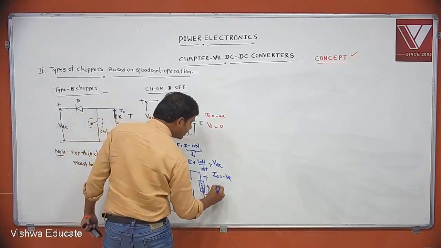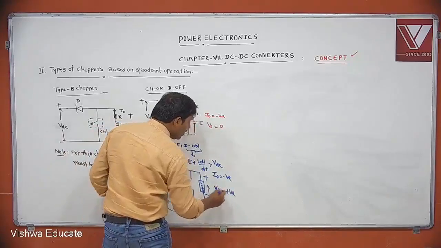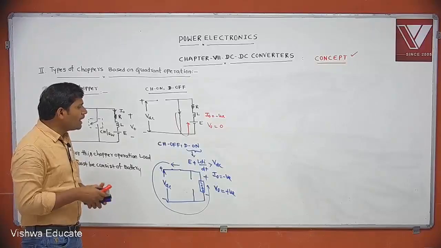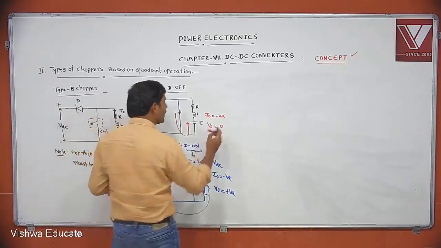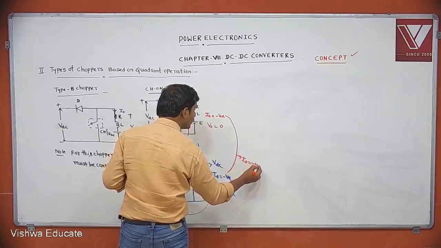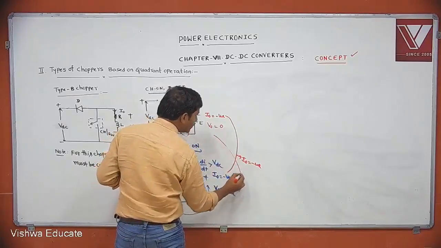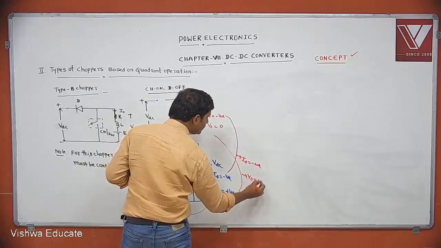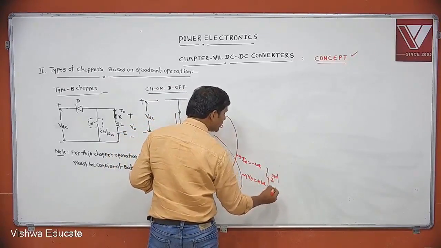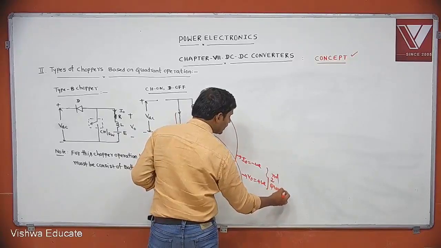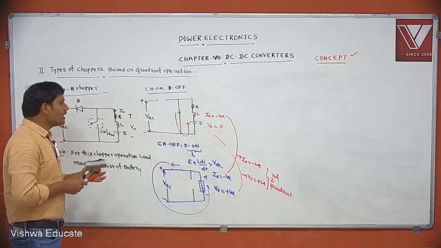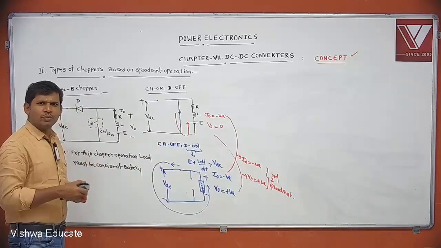Then what is V naught? Positive. But you want the resultant now? Then you tell me. I naught is negative. Resultant I naught is negative. V naught is positive. Resultant V naught is positive. I naught negative, V naught positive. Which quadrant? Second quadrant. This is the proof. That's why type B chopper is a second quadrant chopper.